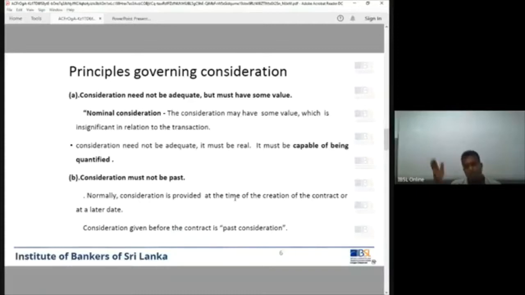That means tomorrow, day after tomorrow, you can pay. But not the money that you have paid previously, 2 years back, 3 years back. You can't consider that as a consideration for this transaction. That money, the loan, you have to recover separately, but that cannot be set off against the transaction here. So that is called past consideration. Are you clear about that past consideration?